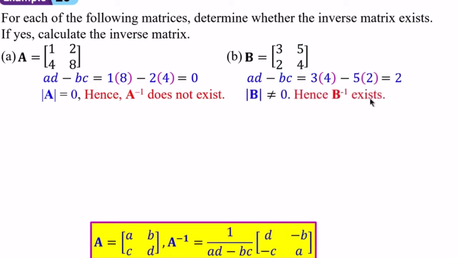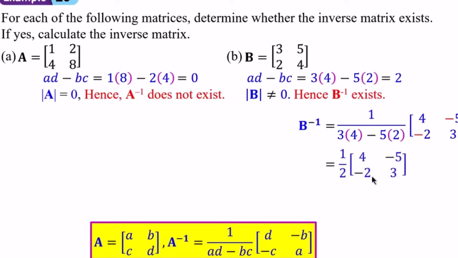So matrix B has a determinant not equal to 0, so hence the inverse of B exists. So we can find the inverse matrix. Let's find 1 over 3 times 4 minus 5 times 2. The 3, 4 become 4, 3. Negative 5 and negative 2: we have to change the sign from positive to negative. And then we simplify the determinant to 1 over 2.